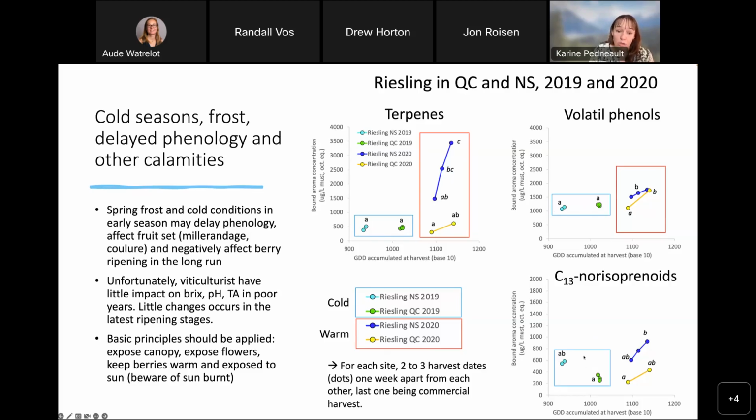On the other side, you may actually be hit by botrytis or other pests or rain, berry splitting, etc. In contrast, in the warm season you can see there was a nice increase in terpenes. And again, I'm showing you the Nova Scotia side that had a warm veraison. You can see the rise of terpenes compared to the site where it was colder. There was basically no difference between those 2 weeks apart pickings.